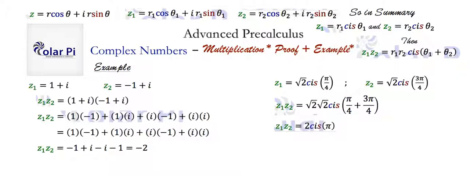√2 times √2 is 2, and pi over 4 plus 3 pi over 4 is 4 pi over 4, which is pi. So z1 times z2 is 2 cis pi. But remember, cis is an abbreviation. If we get rid of the abbreviation and look at it the longer way, it's 2 times parentheses cosine pi plus i times sine pi. When we distribute the 2, we get 2 cosine pi plus i times 2 sine pi. We know sine pi is 0 and cosine pi is -1. As soon as we reckon that, we see that z1 times z2 gives us a consistent answer in polar coordinates. So we did it correctly, yeah?